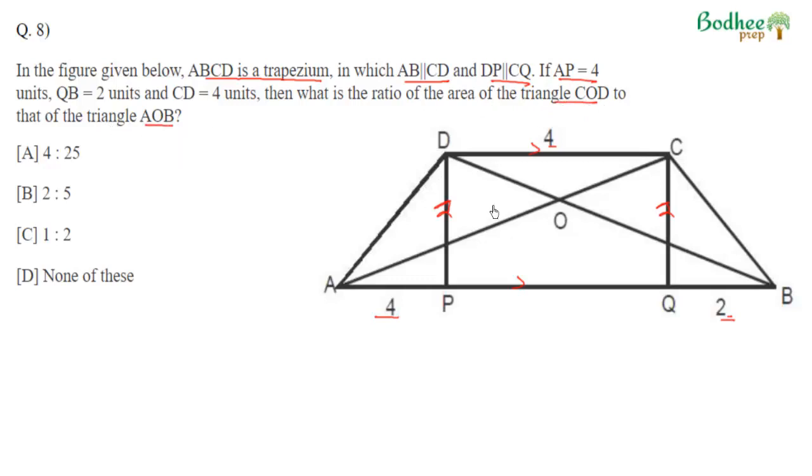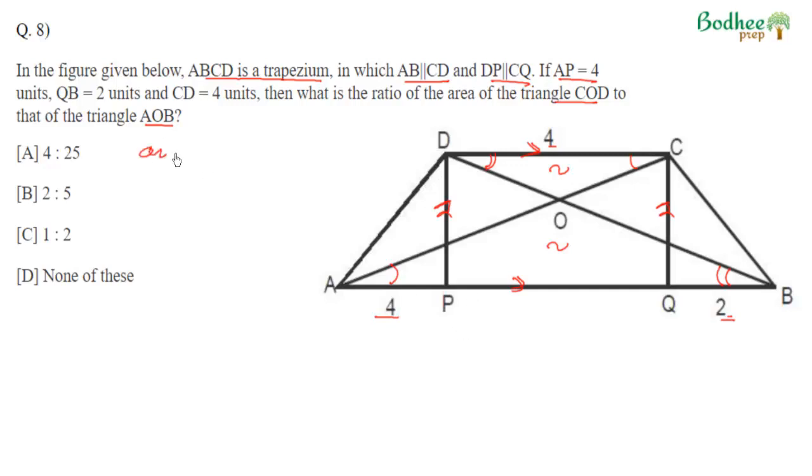Now clearly, if this is a trapezium, then we know that this triangle and this triangle will be similar. Why so? Because if these two lines are parallel, then DB being a transversal, we can say that this angle will be equal to this angle, alternate interior angles. Similarly, if I take the transversal AC, then this angle will be equal to this angle. In both these triangles, two corresponding angles are equal, so they are similar. Now if they are similar, then the ratio of their areas would be the square of their corresponding sides.